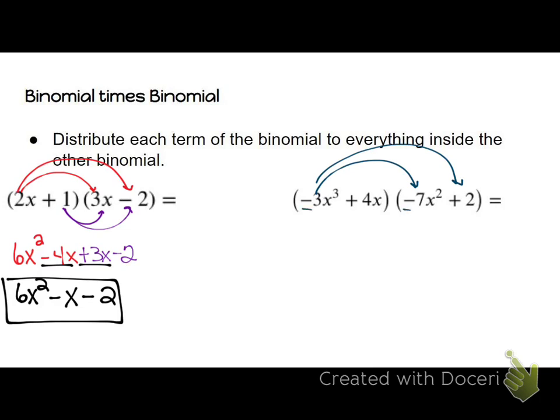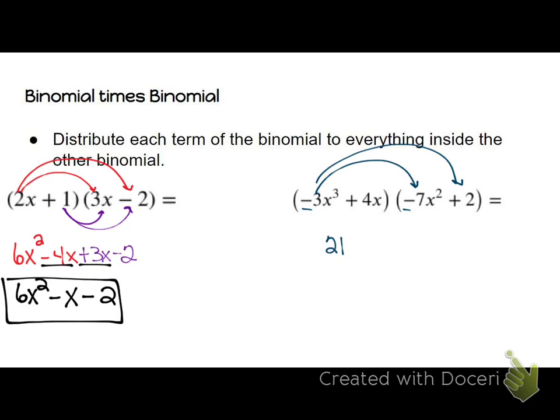So we're going to do our coefficients. So what's negative 3 times negative 7? Negative 21. What? Two negatives equal a? Positive. Okay. Now we worry about our exponents. So do they have the same base? Yes. X to the third, x to the second? Yes. If they have the same base, and I'm multiplying, what do I do with my exponents?